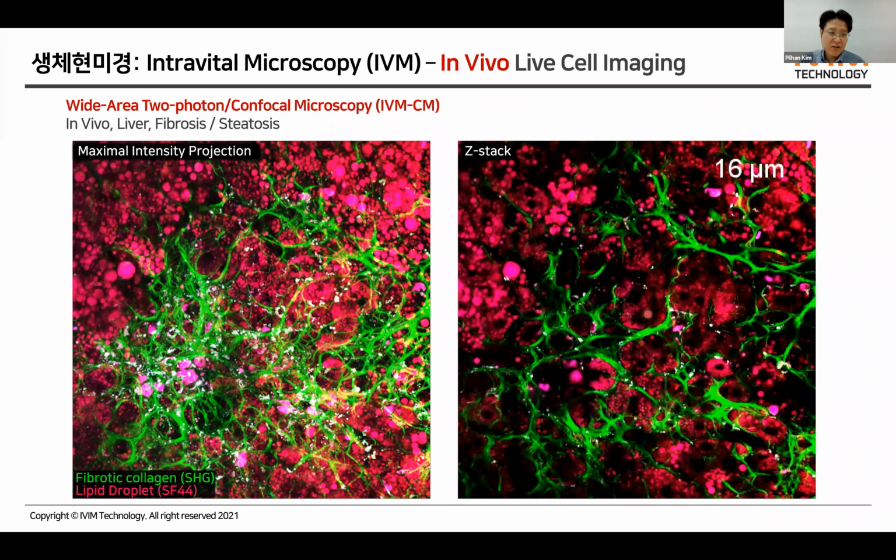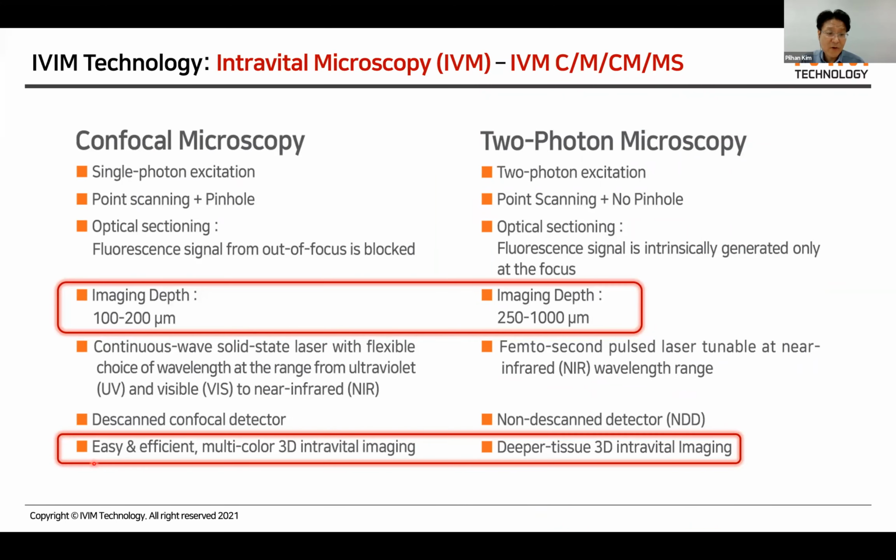So to briefly summarize, the confocal microscope is a very good technique for efficient multicolor 3D intravital imaging, but its imaging depth is typically limited to 100 to 200 micrometers. In comparison, the two-photon microscopy is a better technology if you are interested in deeper tissue imaging, but it has a little bit more limited multicolor capability than confocal microscopy. But the good thing about two-photon microscopy is it has improved imaging depth into the tissue, up to 250 to 1,000 micrometers. It depends on the tissue type and organ types.